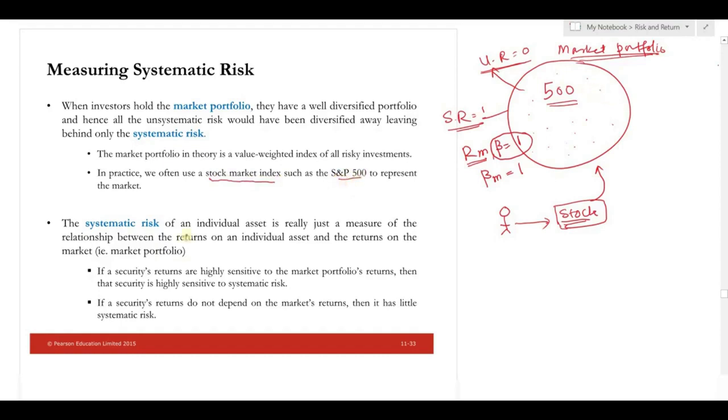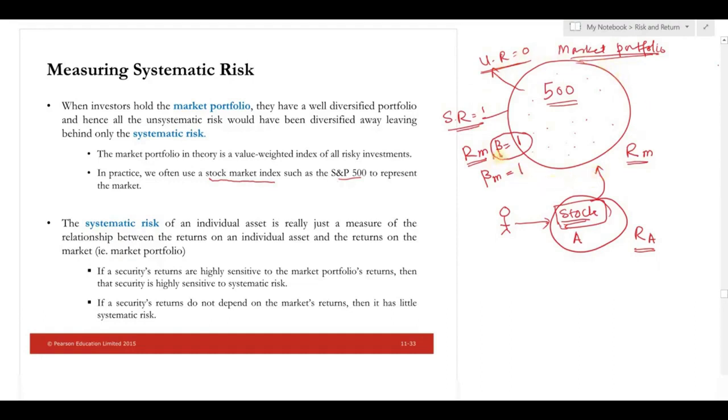Now, the systematic risk of an individual asset, remember that was the portfolio, but now the individual asset, stock A, is really just a measure of the relationship between the return of this stock and the return of this market. The return of the market means the return of the portfolio, and this is the return of the individual stock. So how do we measure this individual stock? Historically we also calculated it, and I told you in the previous slides how to measure the stock return.